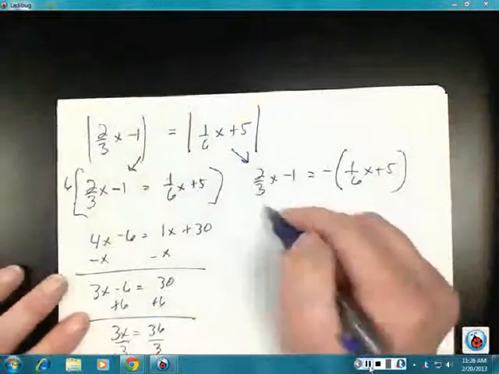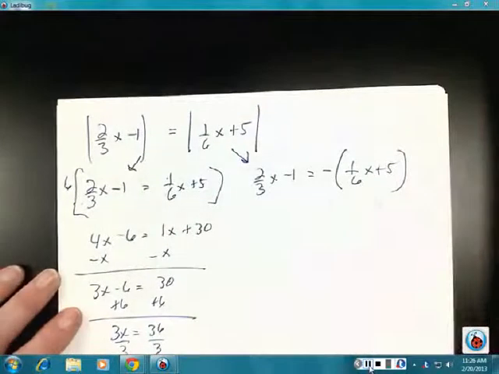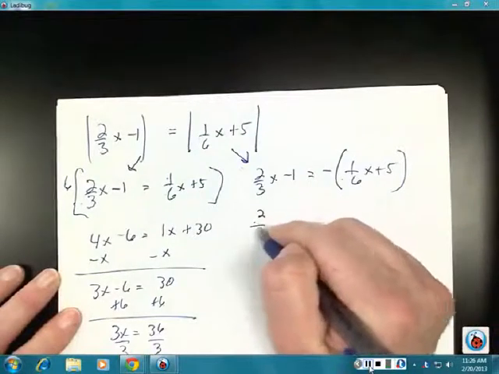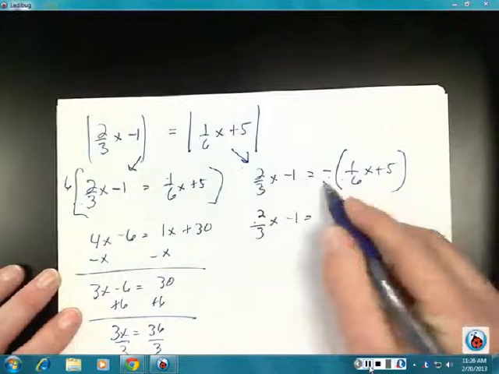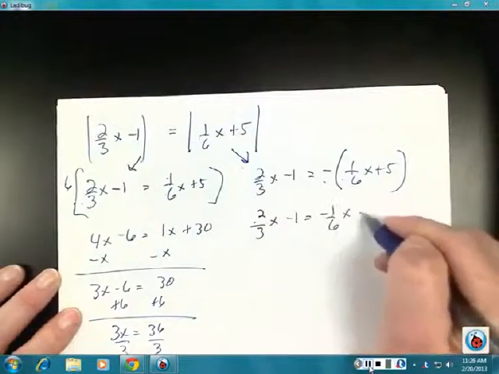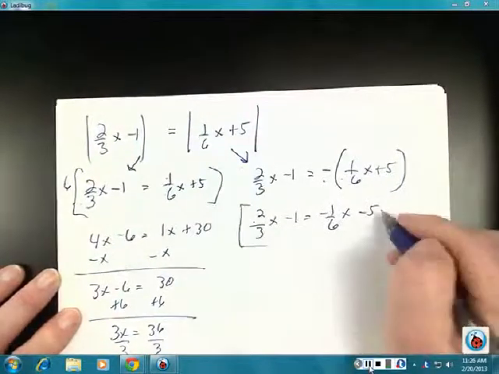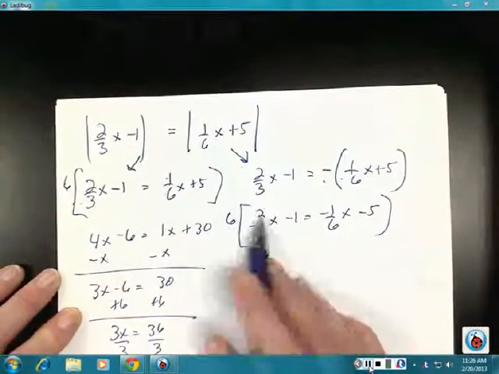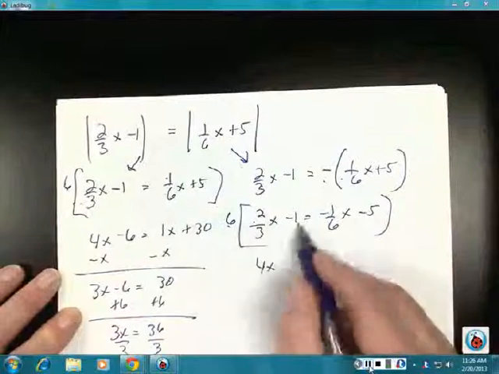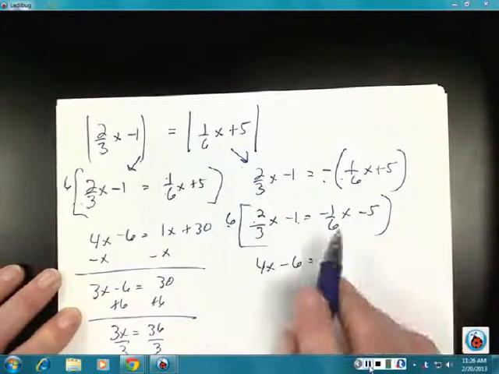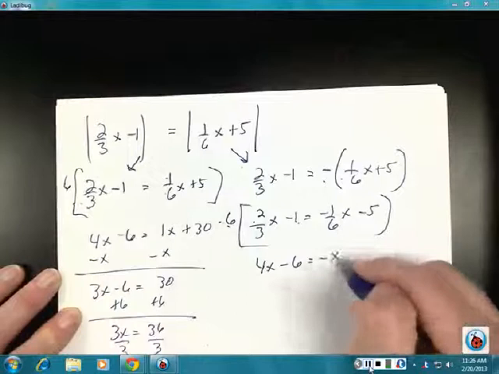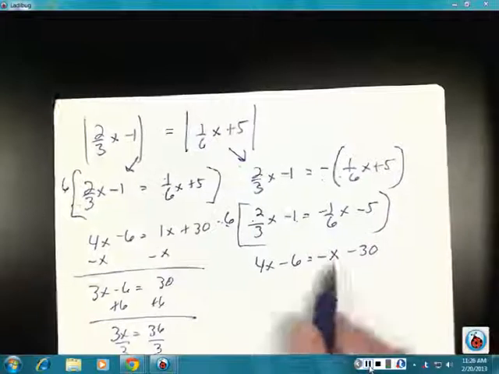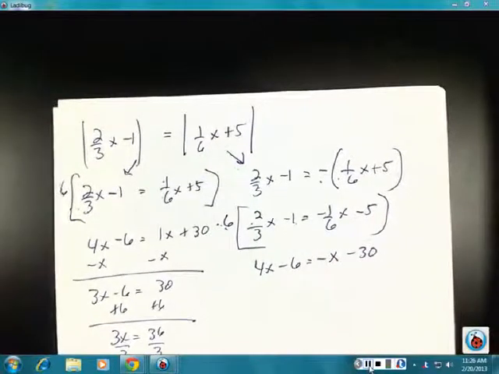And then I want to do the same thing over here, but I want to get rid of that negative in there first. So 2/3 x minus 1 equals a negative 1/6 x minus 5. Multiply everybody in there by 6. 3 is in 6 twice. 2 times 2 is 4x. 6 times the negative 1 is negative 6. 6 goes in there once, gives me a negative x. And 6 times the negative 5 is a negative 30. The signs on this side changed is all I did. Move it over.